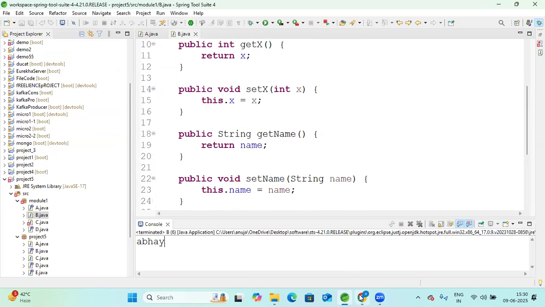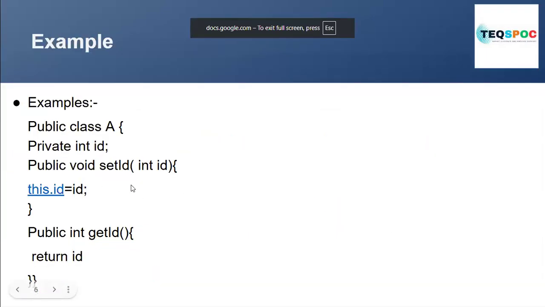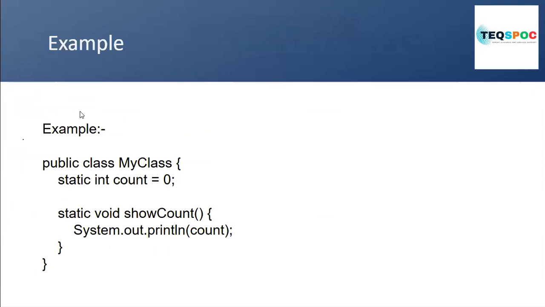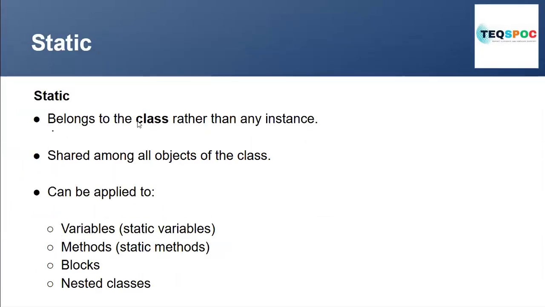Now moving to our next topic, that is static and final. Whenever something is static, it belongs to the class, and memory is allocated at the class level. That means, as we know, a static variable can be accessed from anywhere in the class. A variable can be static, and a method can be static. If you make a method static, then there is no need to create an object to access that method.